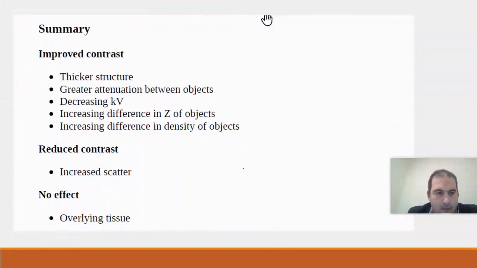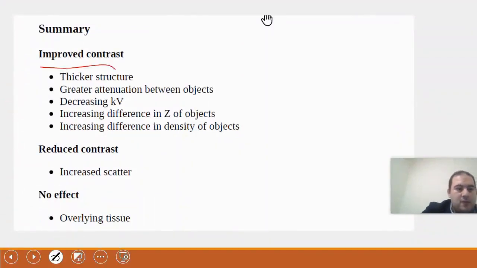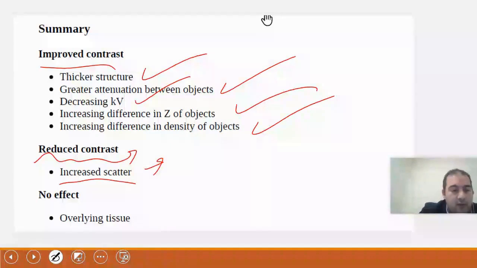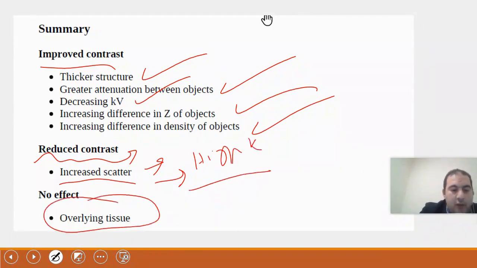Improving contrast involves thicker structures, greater attenuation between the objects, decreasing the kV, increasing the difference in the Z number, and increasing the difference in density. So, reducing contrast increases scatter. And also, how about the air gap? There is no distortion between the two that exist for us. The distortion between the two will be 1.